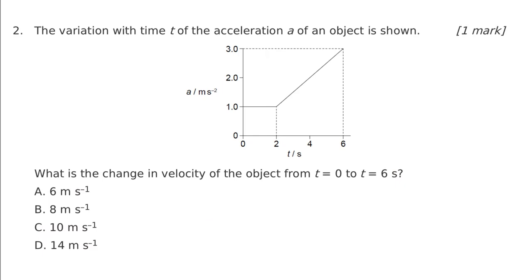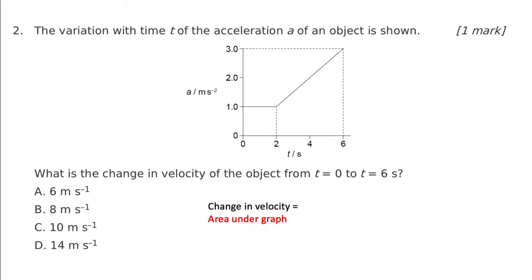Next one, we've got the variation with time of acceleration a. This is an acceleration time graph. Now, you may not have met many of these in your course. However, this is one that you should be able to deal with. We know that acceleration and time, if we multiply them together, meters per second squared times seconds, that gives us meters per second. In other words, some kind of velocity.